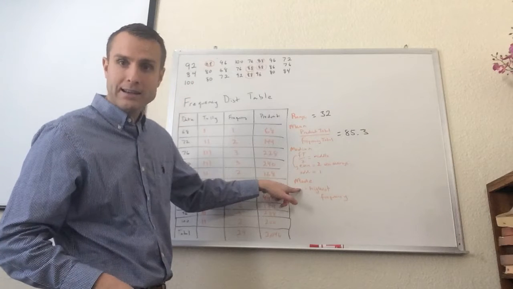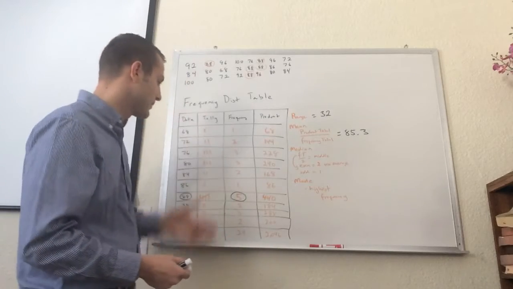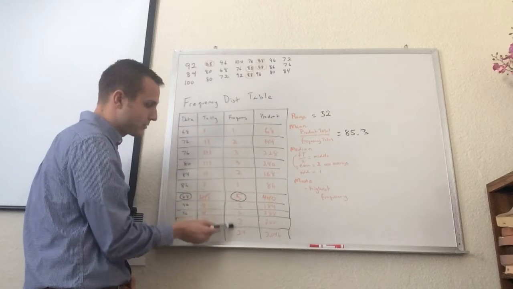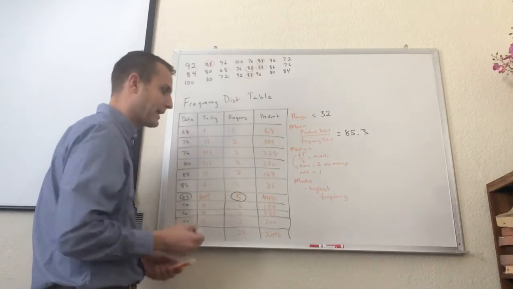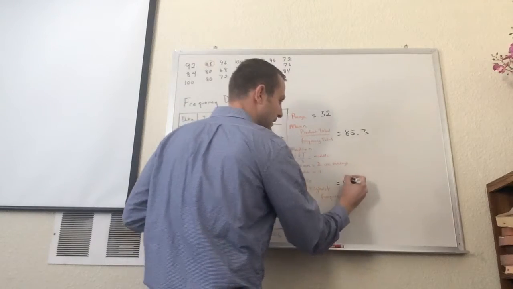I'm going to do the mode next. The mode is very simple. It's the one that occurs the most. So in my table, it's going to be the one that has the highest frequency. So the one that has the highest frequency is 5, which is 88. 88 occurs 5 times, so my mode is 88.